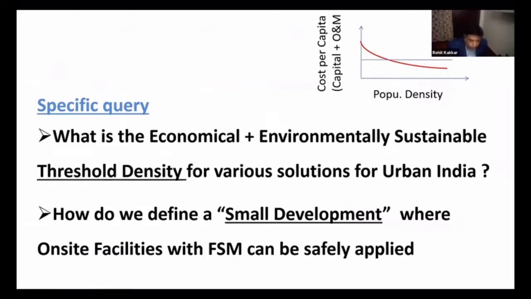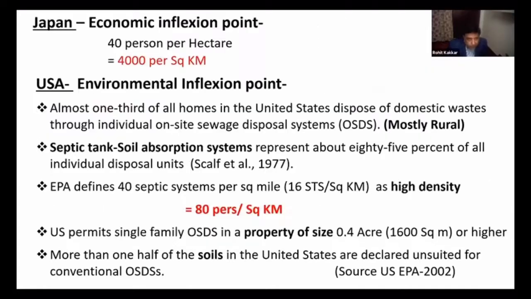How do you adopt in your town? And how do we define a small development? In the case of Japan, they said a small development is 40 persons per hectare. In our case, we could go in for a certain other figure. So this is something we need to look into, and maybe this is still out in the open, and a definition needs to be fixed for us.